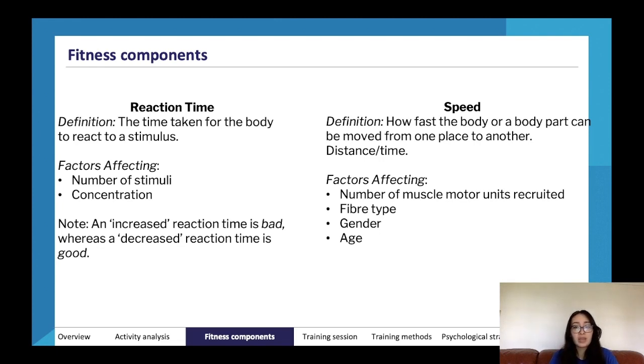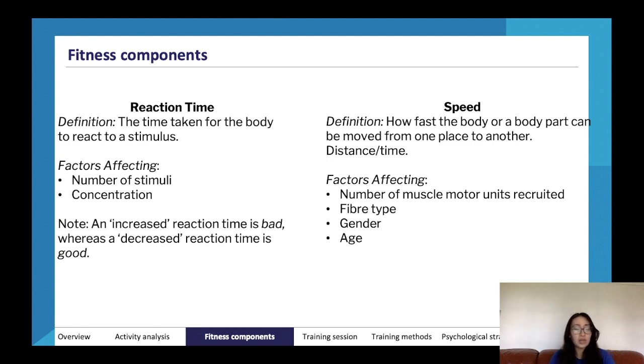Speed: how fast the body or a body part can be moved from one place to another. So speed is determined by distance over time. So speed equals distance over time. Factors which can affect it include the number of muscle motor units recruited. If more motor units are recruited, then you'll probably have a faster speed.